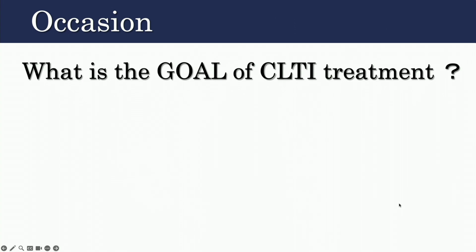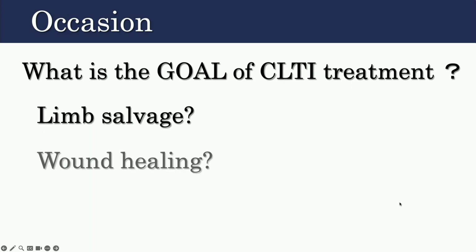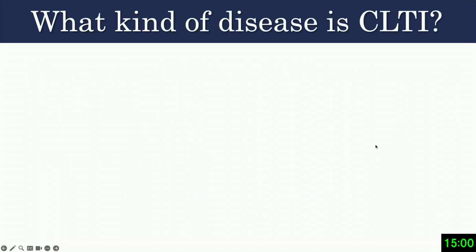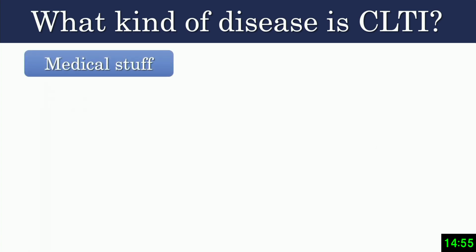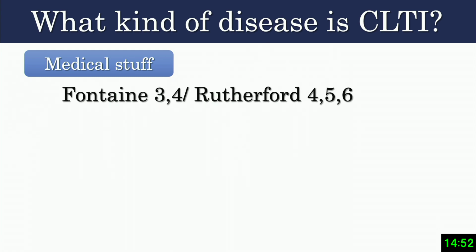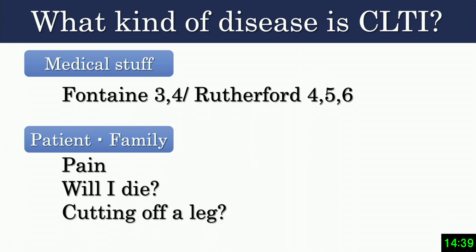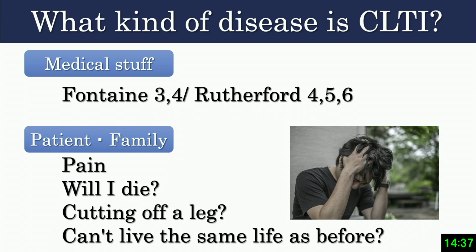What is the goal of CLTI treatment? Limb salvage, wound healing? It's not up to you, it's up to us. What kind of disease is CLTI? When we ask the medical staff, they answer Fontaine 3 or 4, Rutherford 4, 5, 6, something like that. But the patient and family ask: is it pain? Will I die? Cutting off a leg? Can't live the same life as before? So maybe the patient or family answers like this.